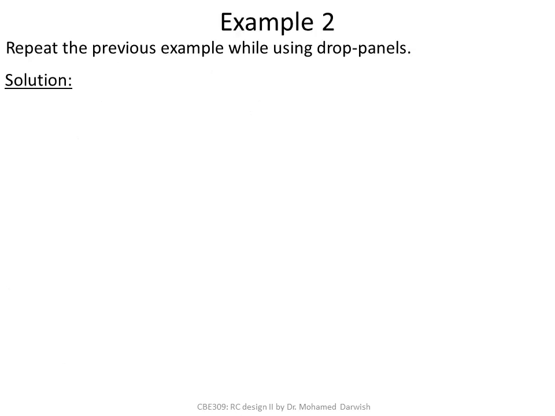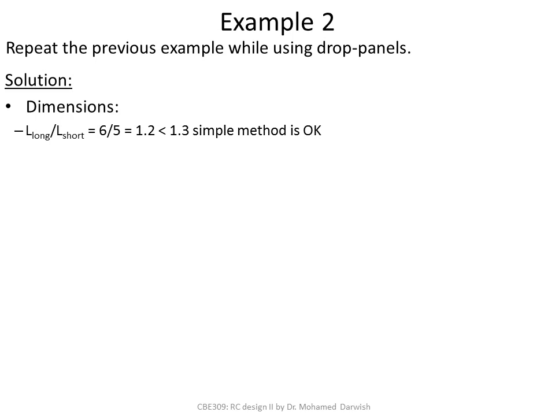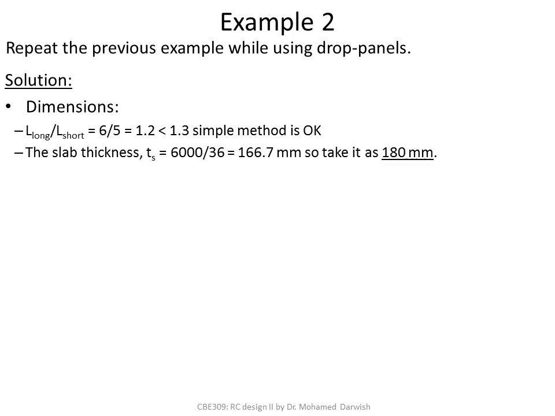So let's repeat the previous example that we have done in the previous video while using drop panels. So first, the dimensions as previously done, 6 over 5 is 1.2, so the simple method is applicable because this ratio is less than 1.3. The slab thickness now will be a little bit less because now, instead of 6000 over 32, it's 6000 over 36. So now we could go as low as 180 millimeters.